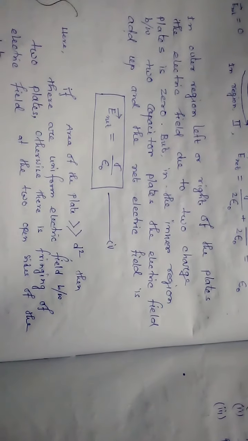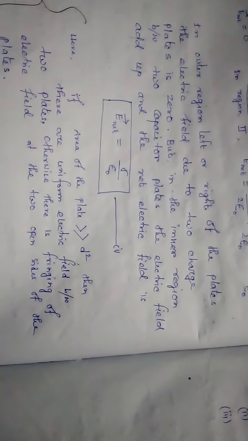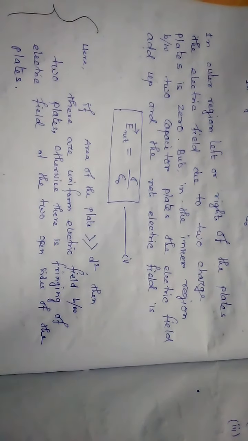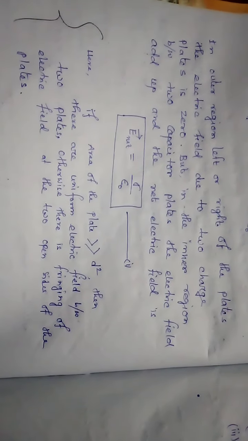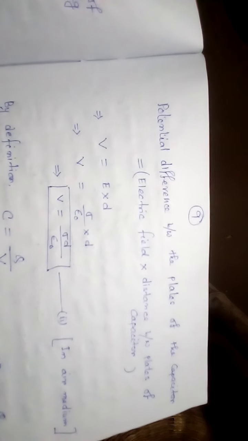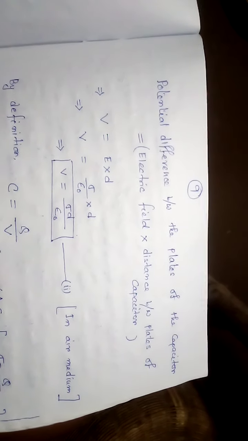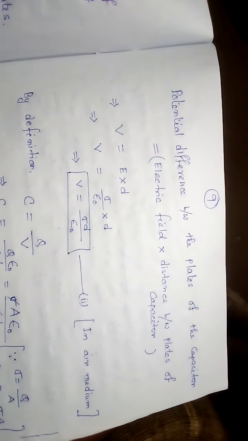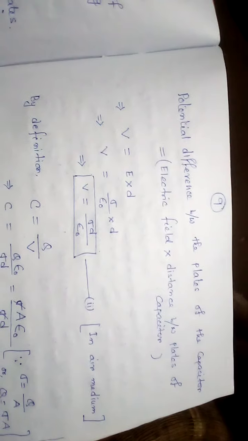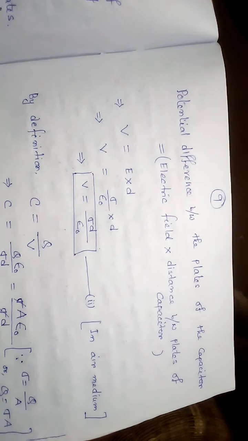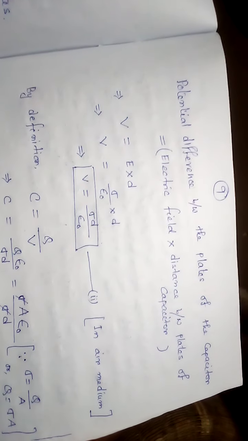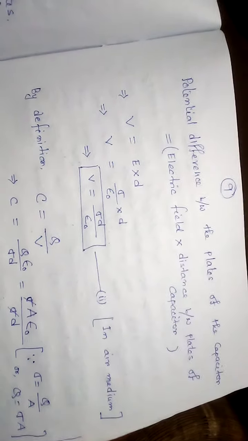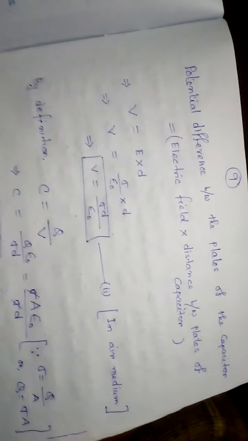If the area of the plate is very much greater than d square, then there is a uniform electric field between the two plates, otherwise there is fringing of the electric field at the two open sides of the plates. The potential difference between the two plates of the capacitor is the electric field times the distance between the two plates, that is V equals E times d. Putting the value of E, we get V equals sigma by epsilon naught times d, which implies V equals sigma d by epsilon naught. This is the equation in air medium.